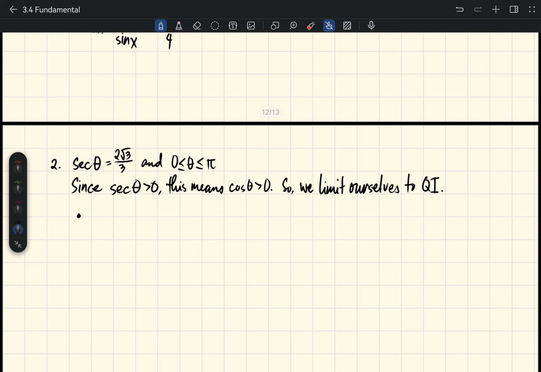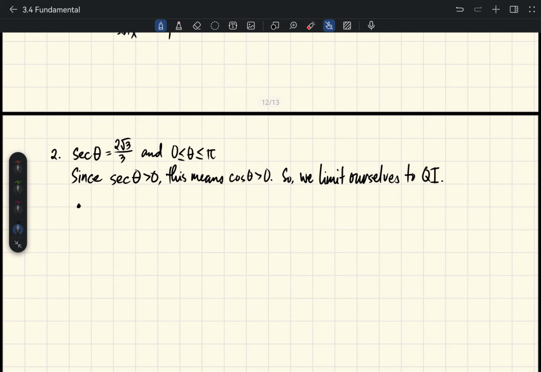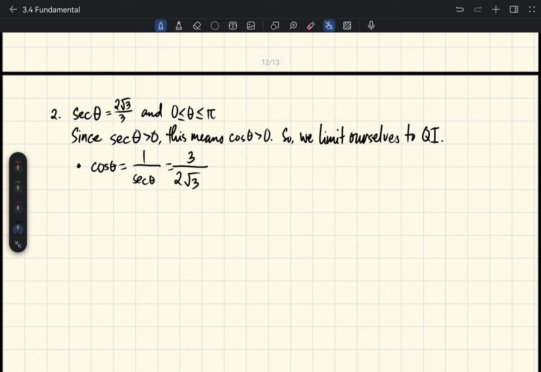So the first obvious circular function value to find is cosine theta, since that's just the reciprocal of secant theta. So we have 3 all over 2 over square root of 3. The next, maybe we can use this cosine theta to find sine. So how will we do that?